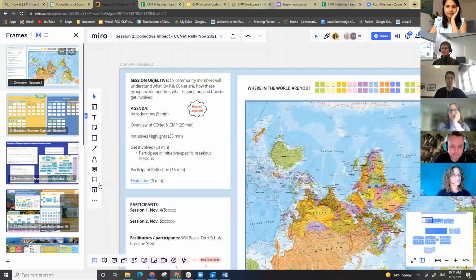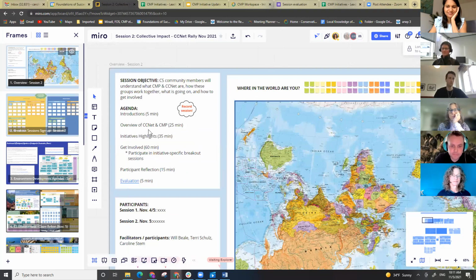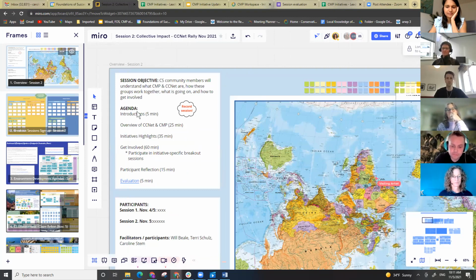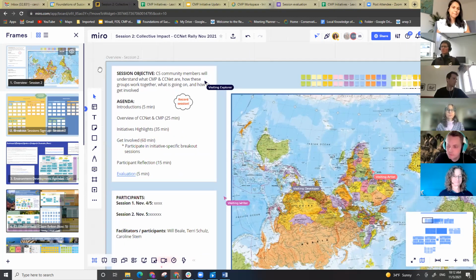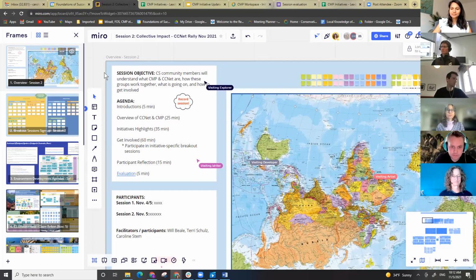So just kicking things off with our session objective. This session is really oriented toward, I think a lot of you know who CMP is, or you know who CCNet is, or what they are, but maybe you don't know how they interact together. Where's the overlap and where is there not overlap? And we've heard through surveys and community forums and other venues that people are a little confused about the difference, as well as not clear on how to get involved.